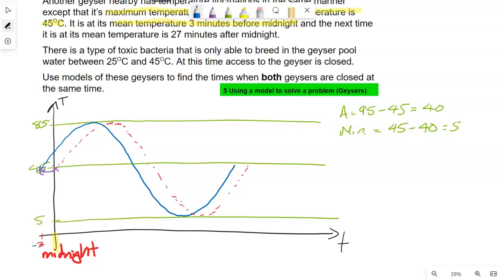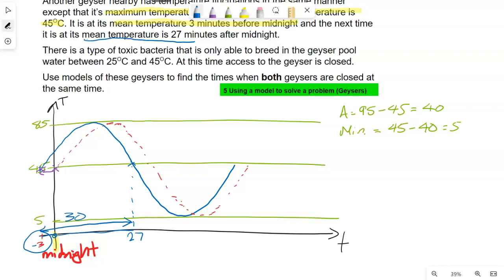Okay, so first of all, let's just think about it if it was a sine model. We know the maximum, we know the minimum, we know the middle. What we don't know is the period. Now let's think about this. If it is at its mean temperature 3 minutes to midnight, so that's minus 3, and then it's at its mean temperature again, this is going to be 27 minutes after midnight. So what's that length of time? It's 3 minutes to get to 0, and then another 27, so that's 30 minutes.